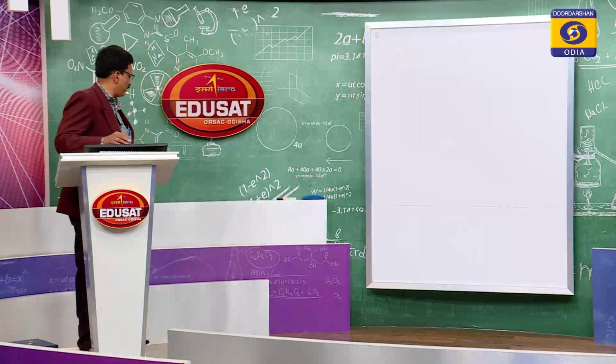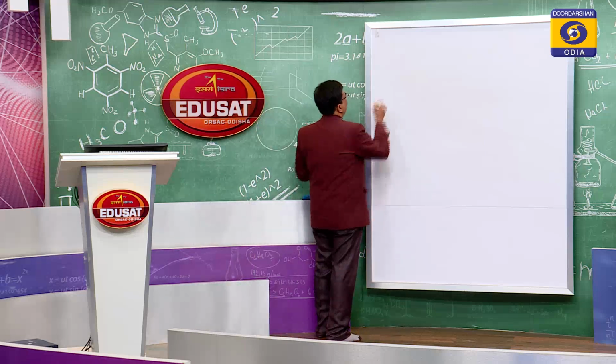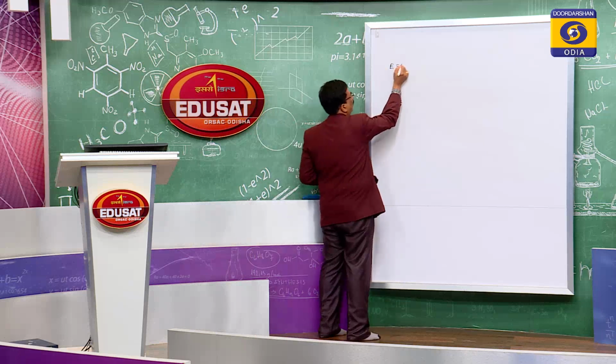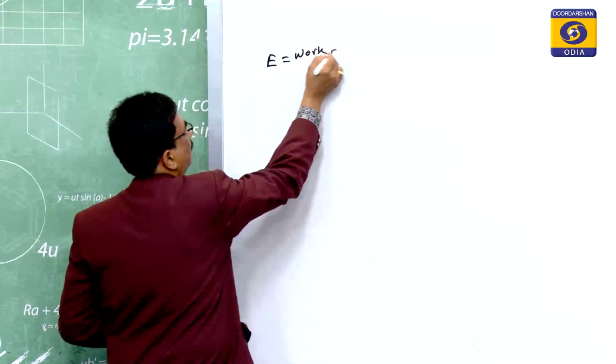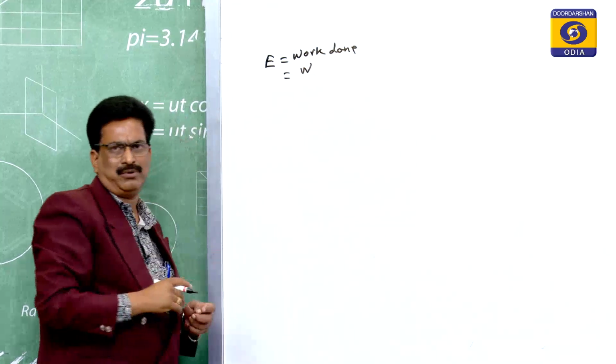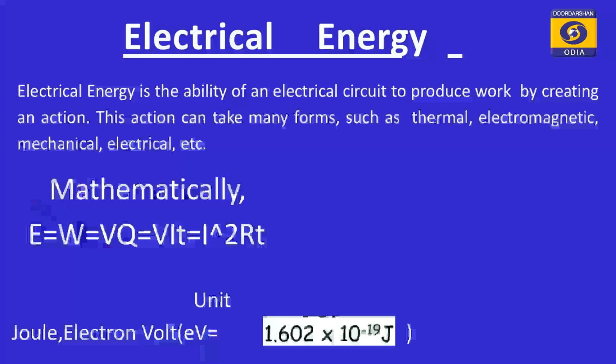If we go for the mathematical one, you see energy. If energy is E, that is nothing but the work done. Work done is equal to W, and this work is done due to the electrical system. So how this work is related with the electrical system, we have to discuss.